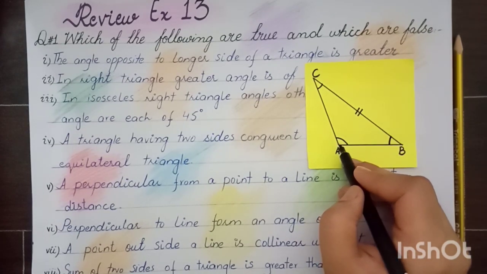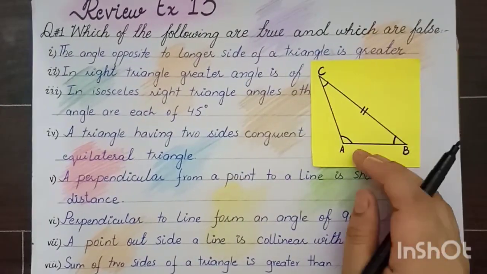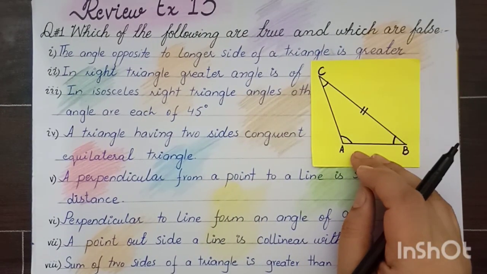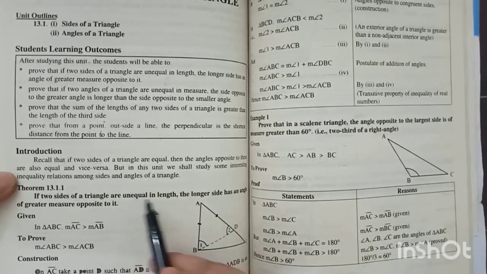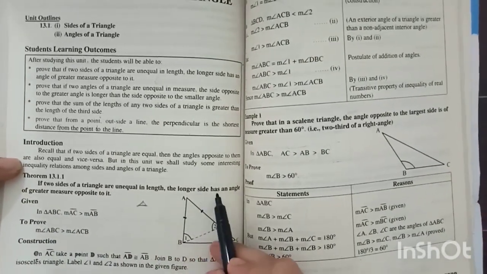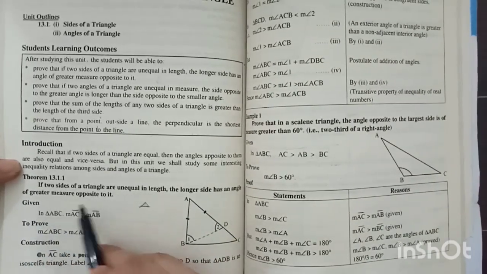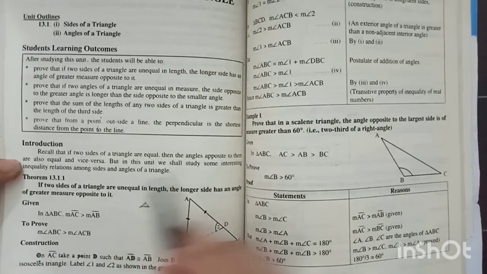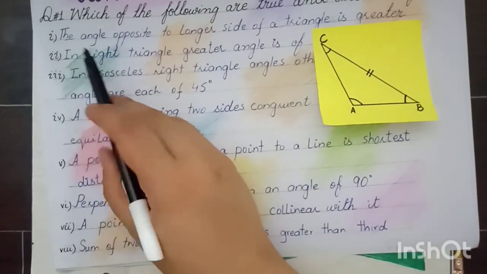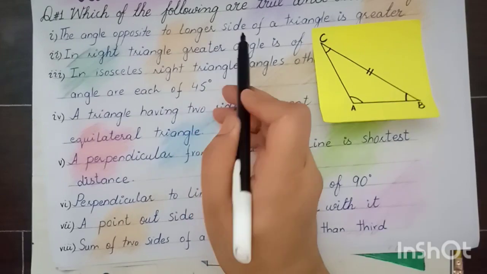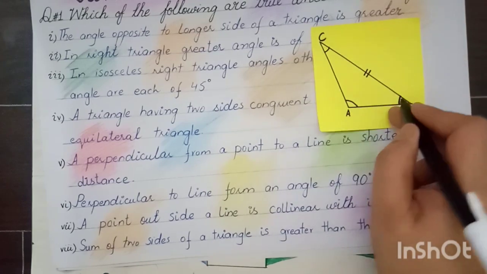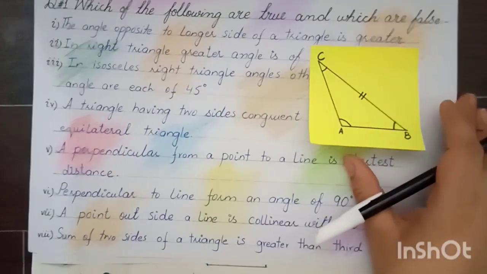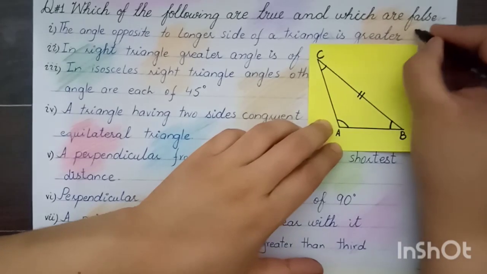Yes, this is true, because we already learned this from our point number 1. Point number 1 was, if two sides of a triangle are unequal in length, the longer side has an angle of greater measure opposite to it. So the same statement is here: the angle opposite to the longer side of a triangle is greater. So this is true.